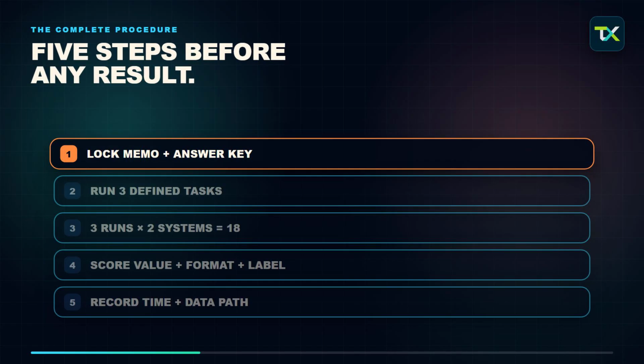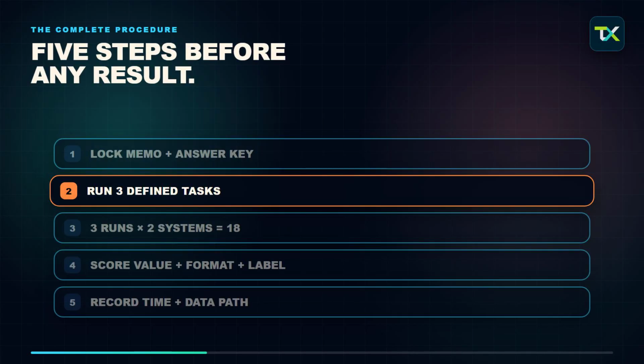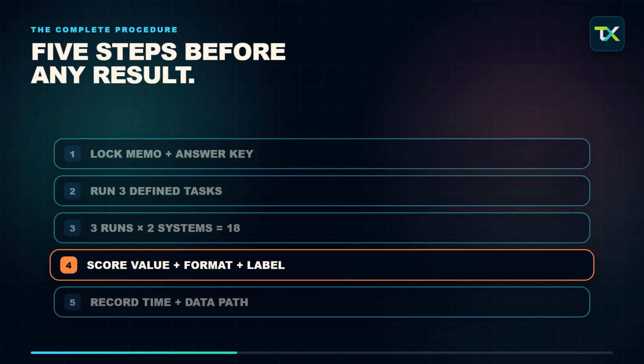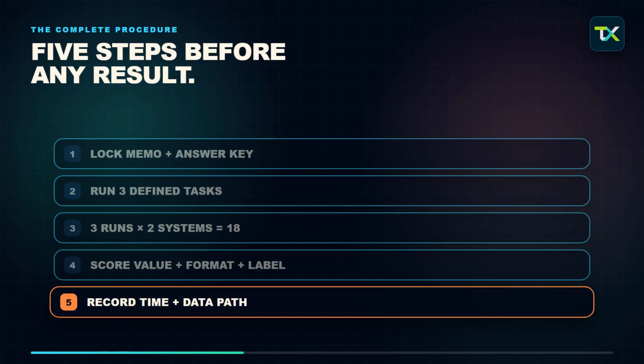Here is the complete procedure. Step 1. One memo, 1 answer key, and the same 3 prompts. Step 2. Run a summary task, a strict JSON extraction task, and a question and citation task. Step 3. Run every task 3 fresh times on local Qwen and 3 fresh times on ChatGPT. 3 tasks multiplied by 3 runs multiplied by 2 systems gives 18 task executions. Step 4. Check the outputs against the answer key for correct values, correct structure, and exact evidence labels. Step 5. Record elapsed time and document the data path.